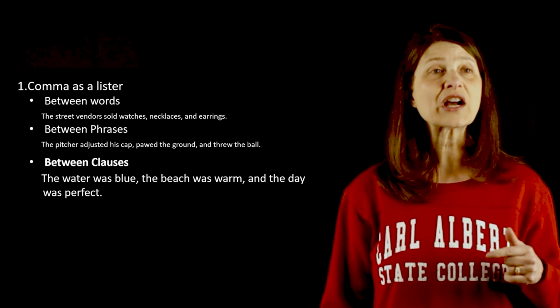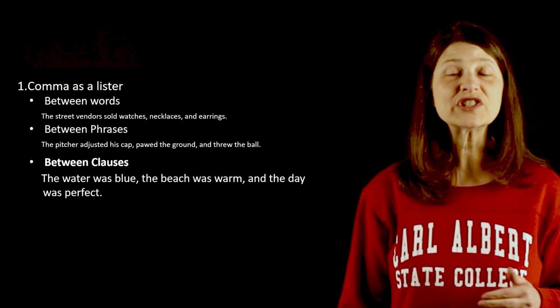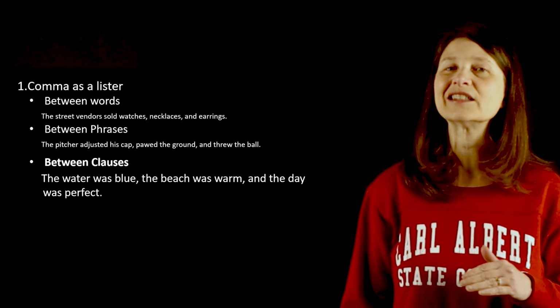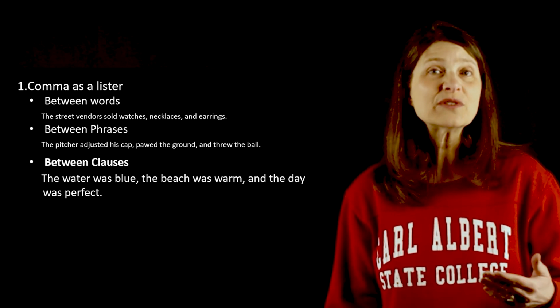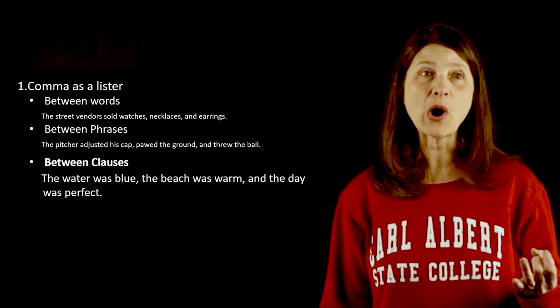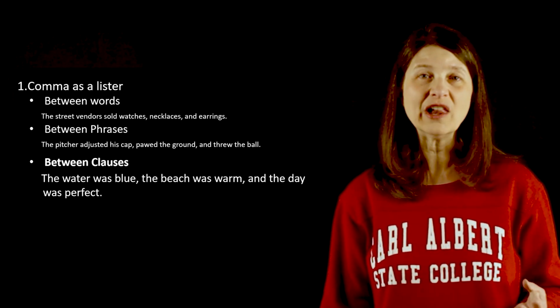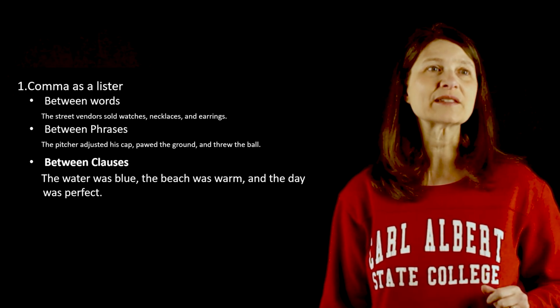We can also use that comma between phrases. So you'll remember that a phrase is a group of words that does not contain a subject and a verb. Sometimes we'll have several of those phrases indicating a list. The pitcher adjusted his cap, pawed the ground, and threw the ball. I can separate the things that the pitcher did with these commas.